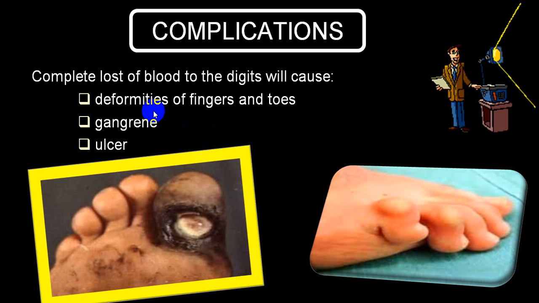Complications: the most common complications are gangrene and ulcer. These are more common in secondary Raynaud's, and secondary to ischemic damage. You can have deformities of toes, fingers, etc. And there are auto amputations.